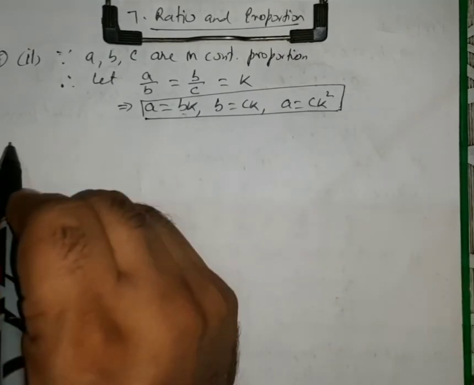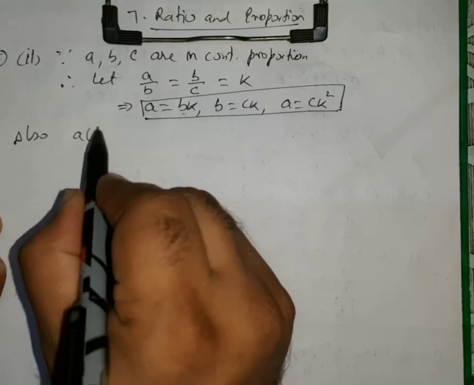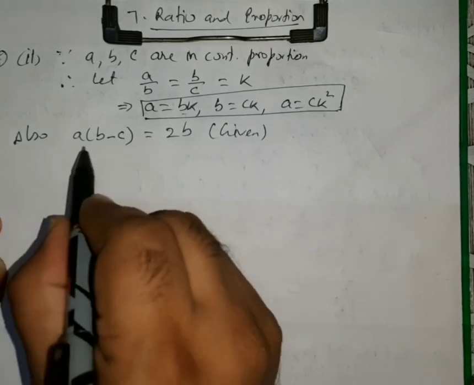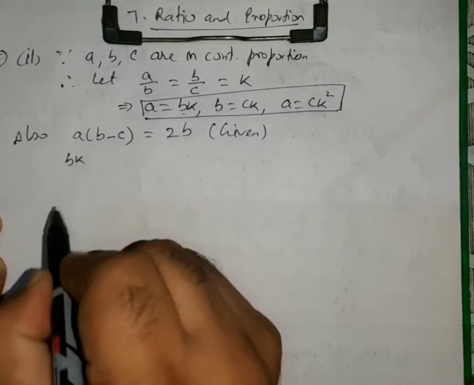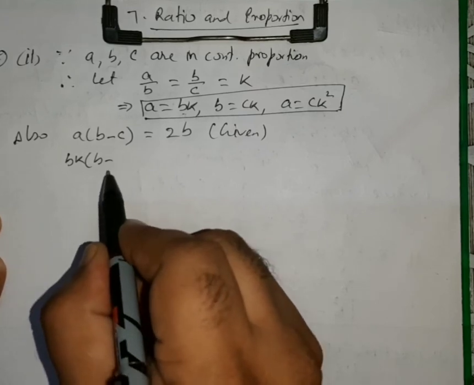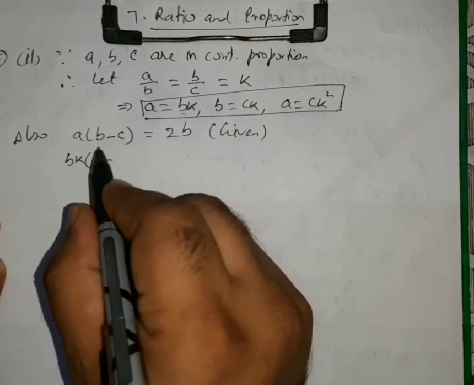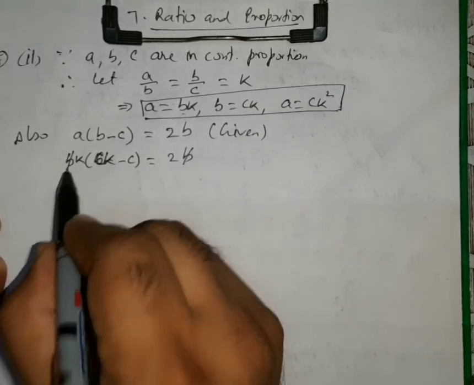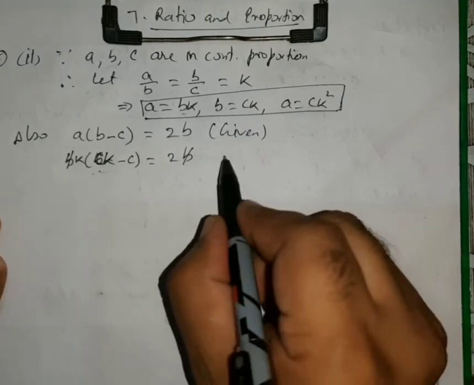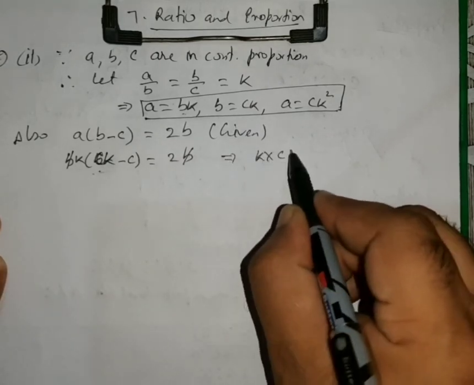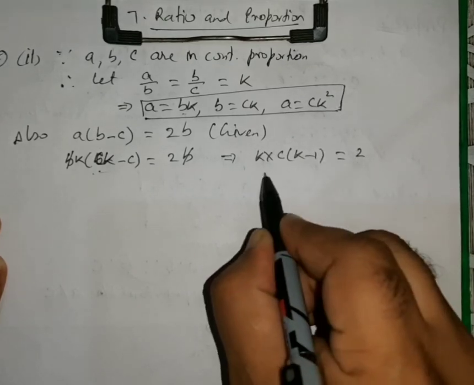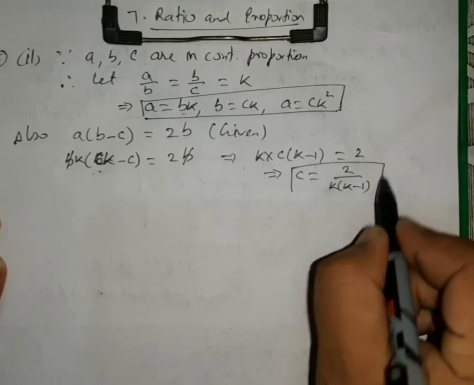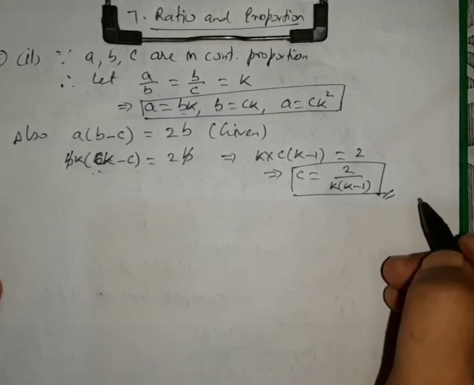Now also this is given, a multiply b minus c is equal to 2b. This is also given. So here at the place of a I am using bk. So bk multiply b minus c, or bk multiply, so here also I am writing it as b is equal to ck. So it will be ck minus c is equal to 2b. So this b will get cancelled with this, and from here I can take c common. So this implies k multiply c multiply k minus 1 is equal to 2. So therefore c is equal to 2 over k multiply k minus 1. So this is the another thing that we get from the given things.